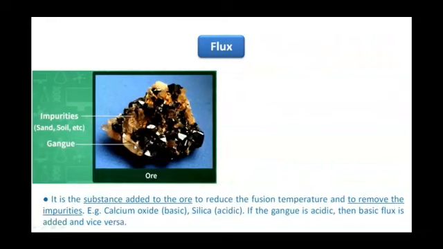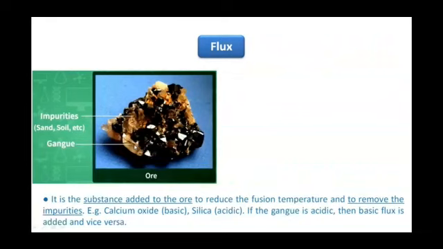is called flux. When we add flux to an ore, the fusion temperature of the gangue gets reduced. That is, gangue which will melt at 1000 degrees Celsius will melt at 500 degrees Celsius when flux is added. Infusible state gangue is converted to fusible state gangue by adding flux.